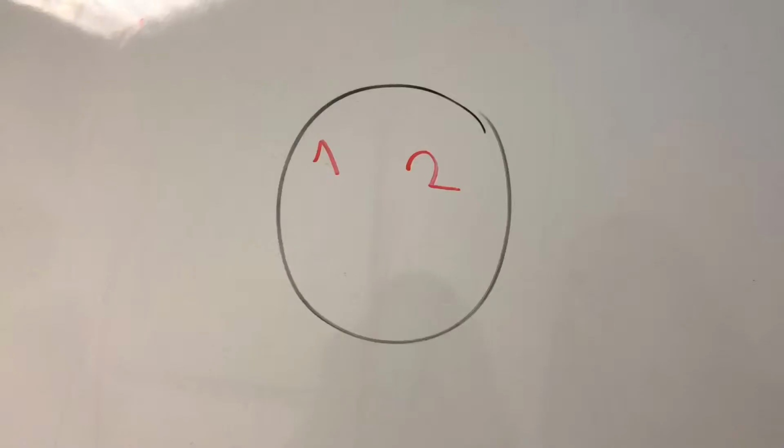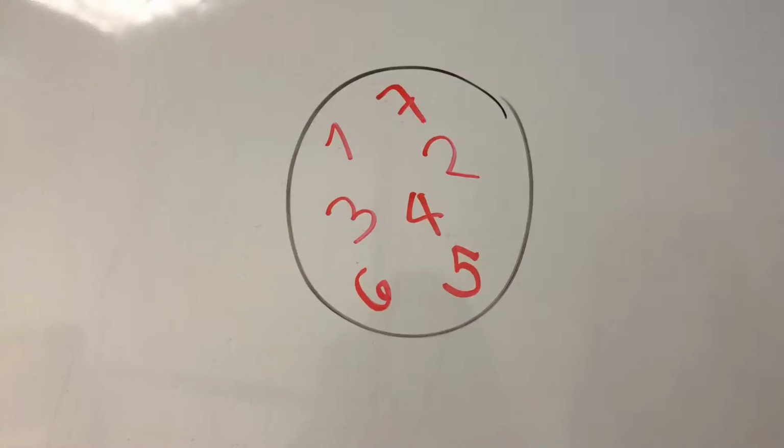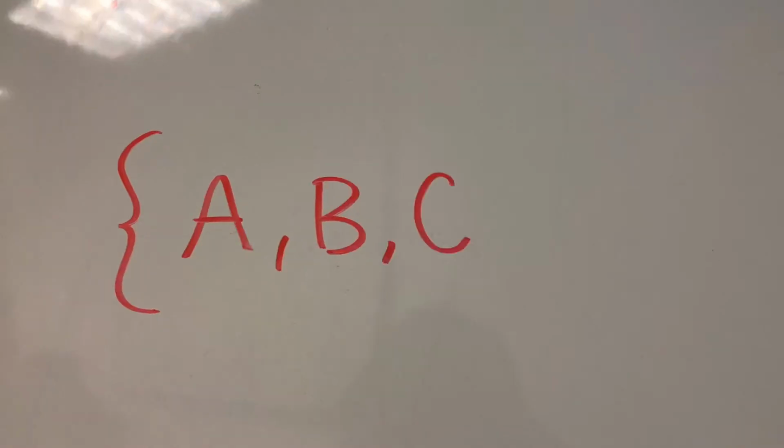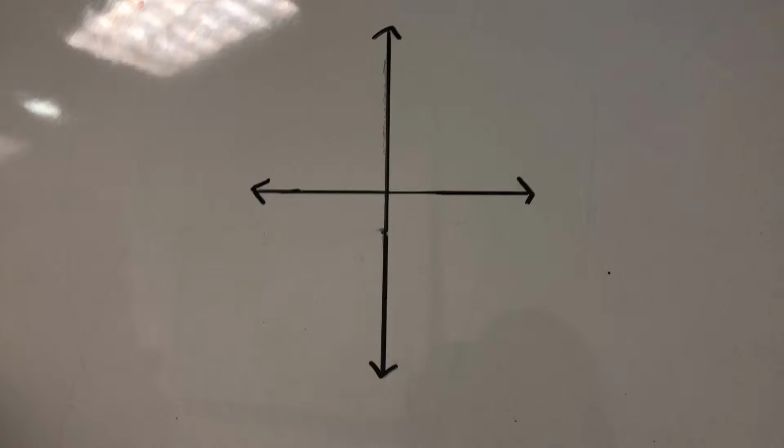A set is a group of elements, and they can be written in any order, but they cannot repeat. If we want a set where there is an A, B, C, C, C, we will write it in the form of A, B, and C.